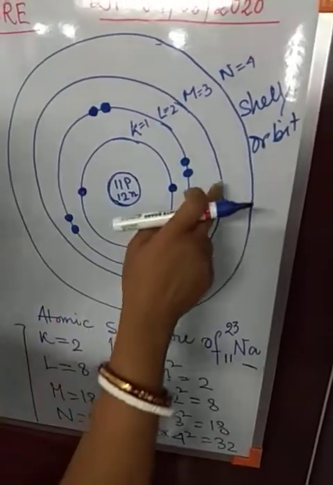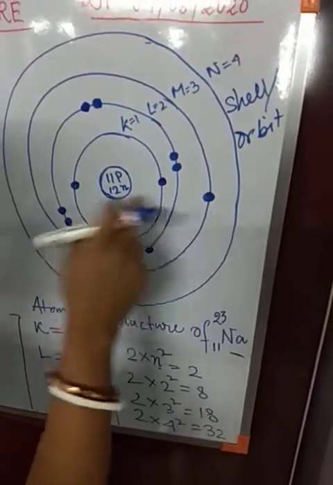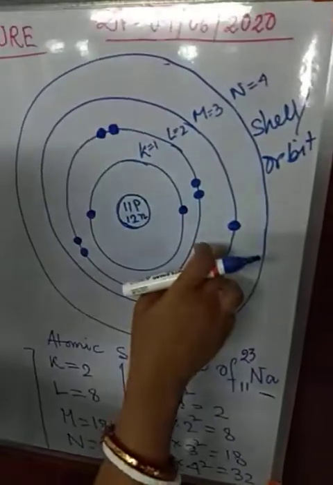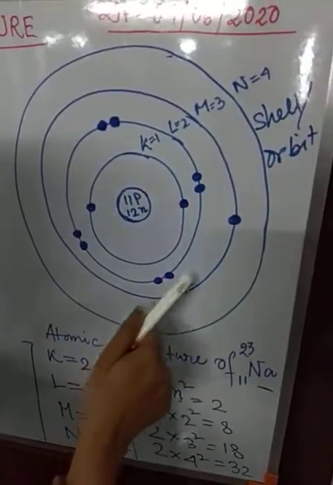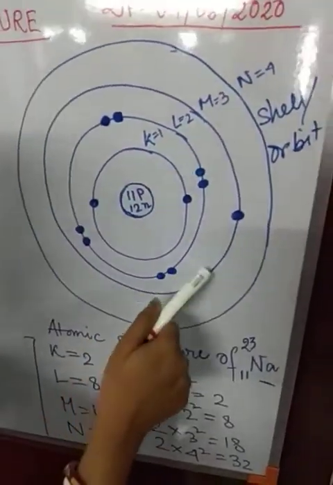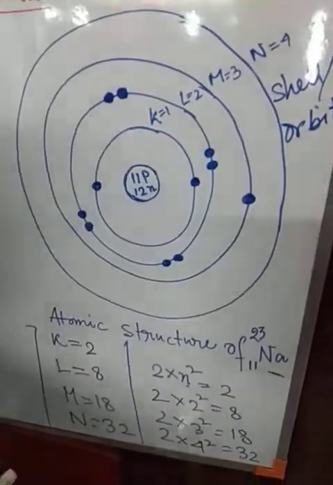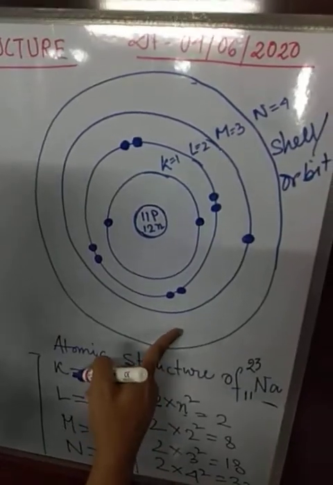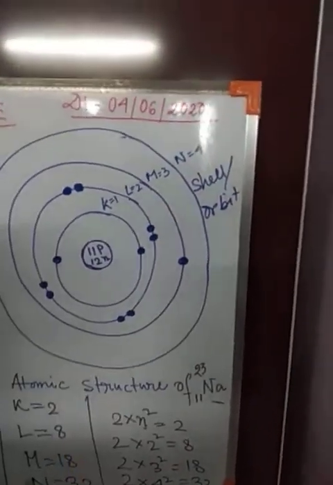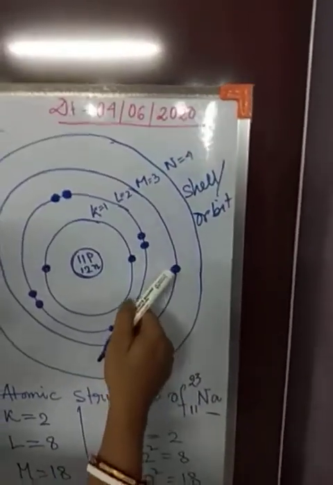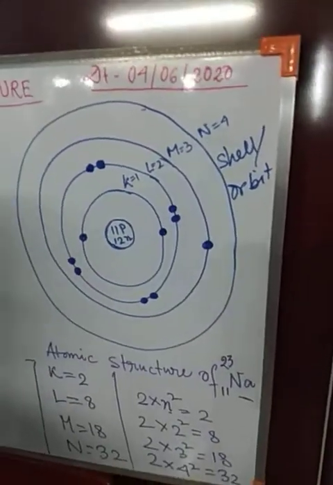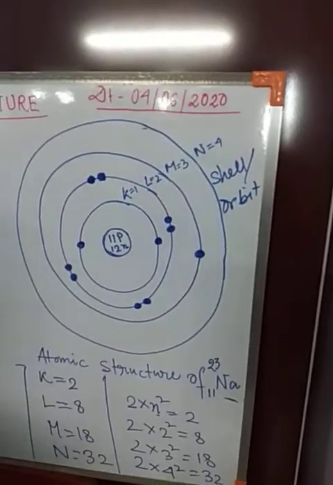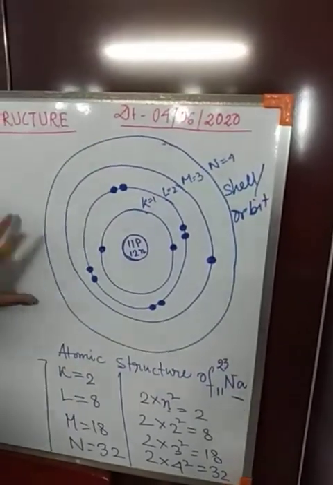And for sodium, the last electron has gone, or is residing, in the M shell. So this is called the valence shell for sodium. For sodium, the valence shell will be the M shell, the third shell, and the number of valence electrons will be 1, as only 1 electron is there. So this is the structure for sodium.